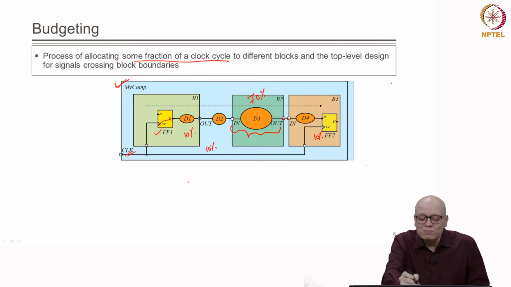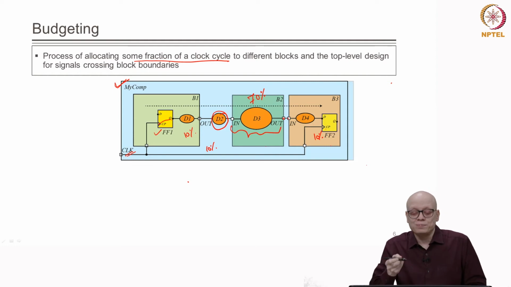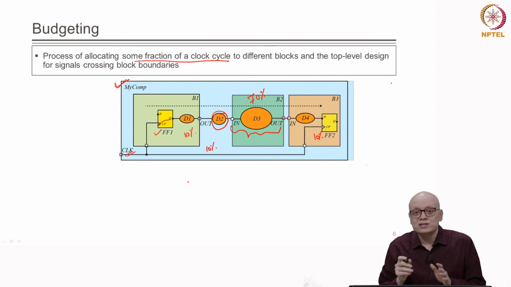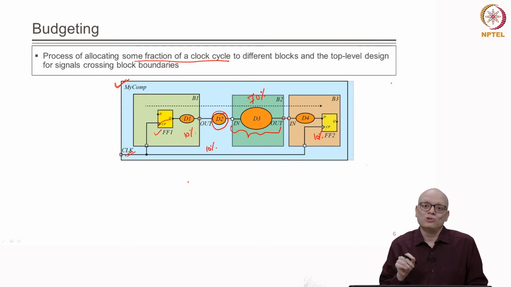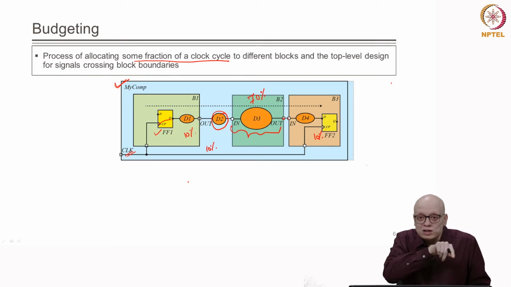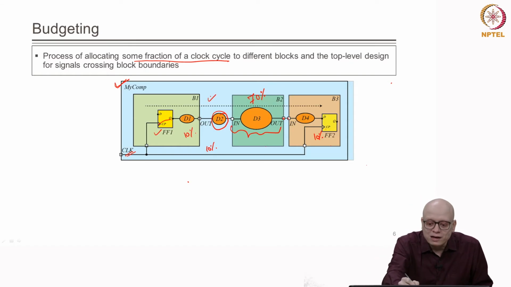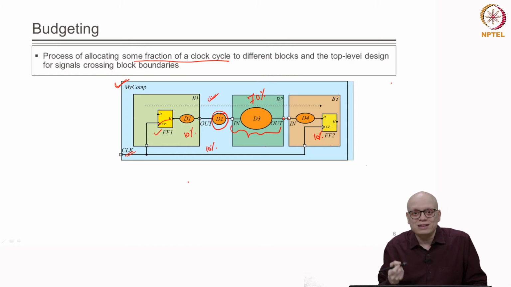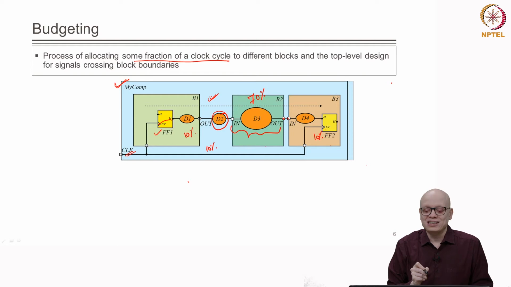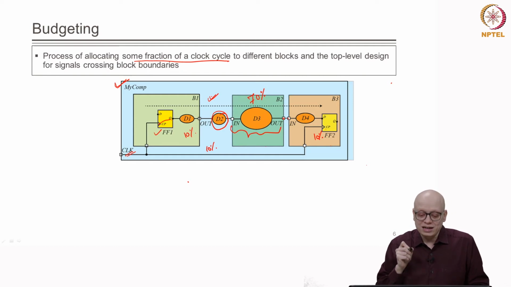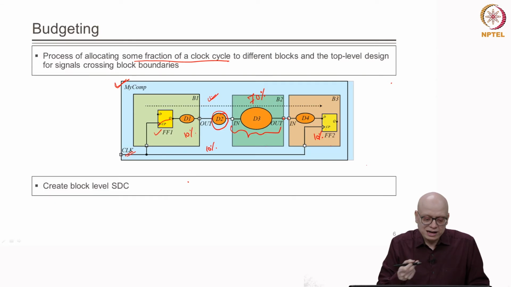Note that even if the top level does not contain any instance, for example, here it contains the combinational logic D2, even if it is not containing any instance, we must still allocate some portion of the clock cycle to the top level. Why? Because when we do routing, the routing might go through the top level and it might encounter some delay there. Therefore, we must not forget to allocate some fraction of the clock cycle to the top level entity also. So, we create the block level constraints or SDC file.